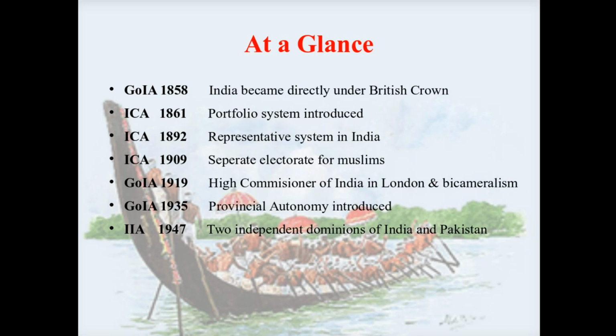Government of India Act 1919, High Commissioner of India in London and bicameralism. Government of India Act 1935, provincial autonomy was introduced. Indian Independence Act 1947, 2 independent dominions of India and Pakistan were formed.